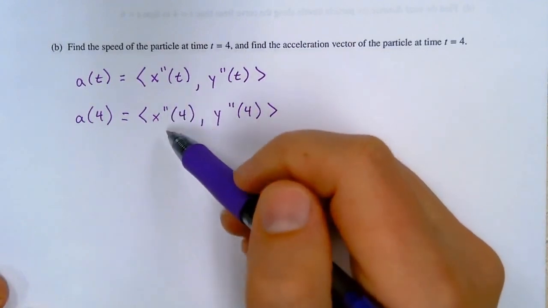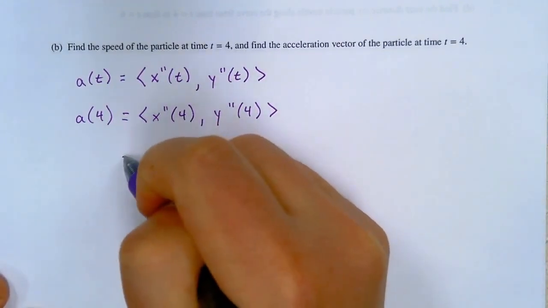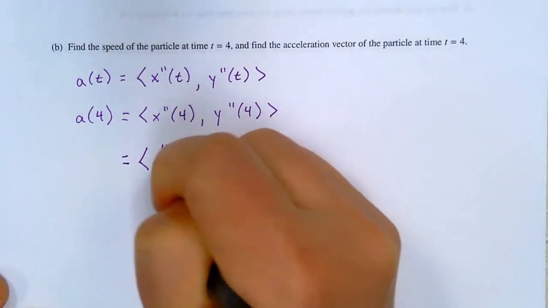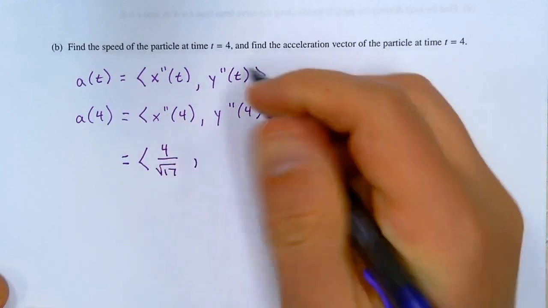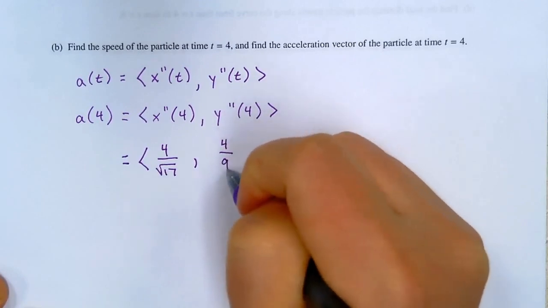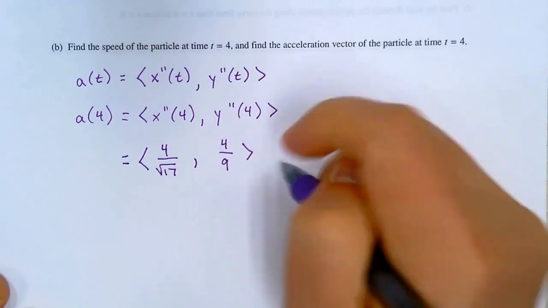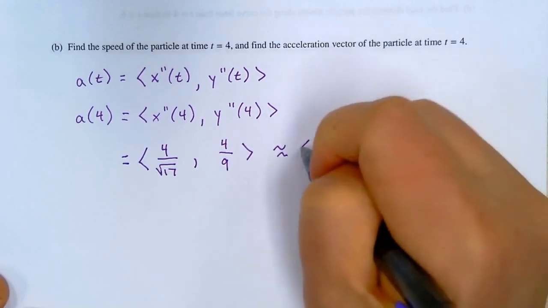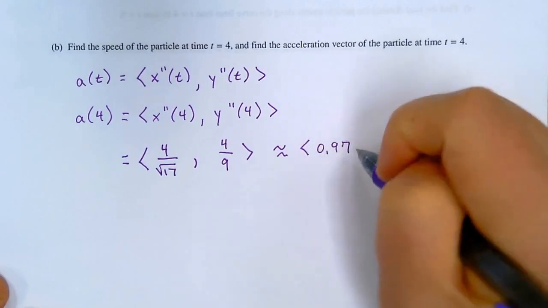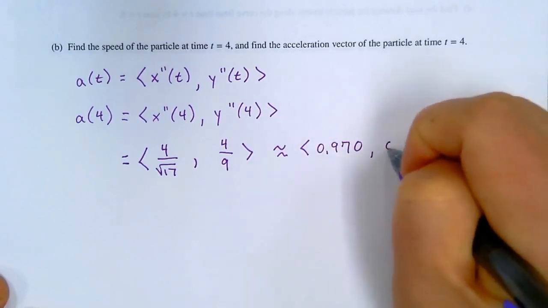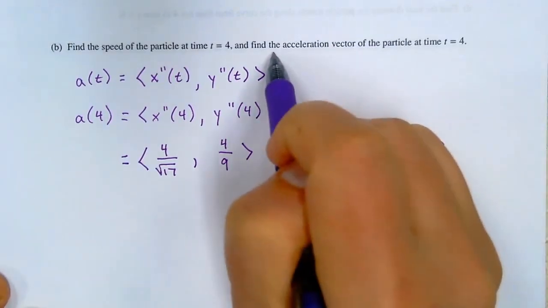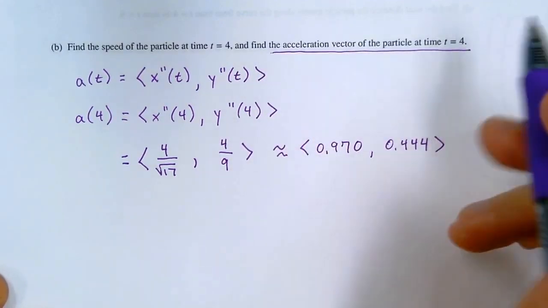We can take the derivative of x prime by hand, or we can use our calculator because it is a calculator active question. If we take the derivative of it by hand, we get 4 over root 17, and y prime, if we take the derivative of that by hand and evaluate it at 4, we'd get 4/9. Again, this is quite possible to do with the calculator, so if you had used your calculator to evaluate the derivatives, we'd get 0.970 and 0.444, or 4 repeating.